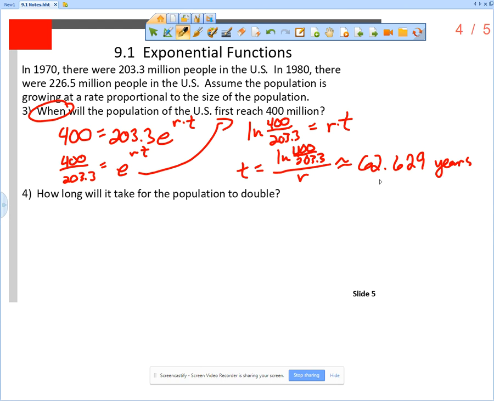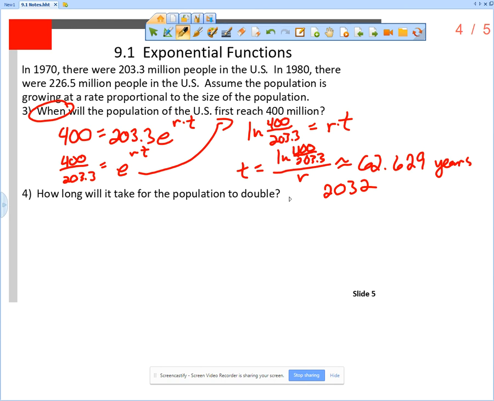And so what does that mean? It says when. And so if we take that value and we add it to 1970, we get sometime during the year 2032. Right now it's 2032.6289 or whatever. But remember, we're just saying like during that year. When? Well, during the year 2032.